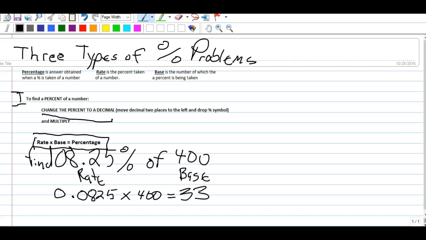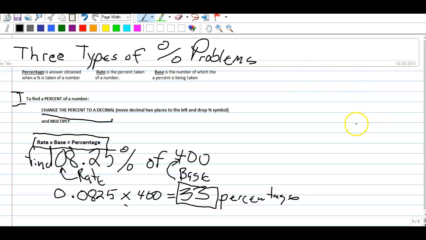And the answer obtained when you take a percent of a number is called the percentage. So the base is 400. The rate, or the percent, is 8.25, and the percentage is the answer that I obtain when a percent is taken of a number. So the percentage here would be 33, but the actual percent or rate is 8.25%. So that's one way we can find a percent of a number.